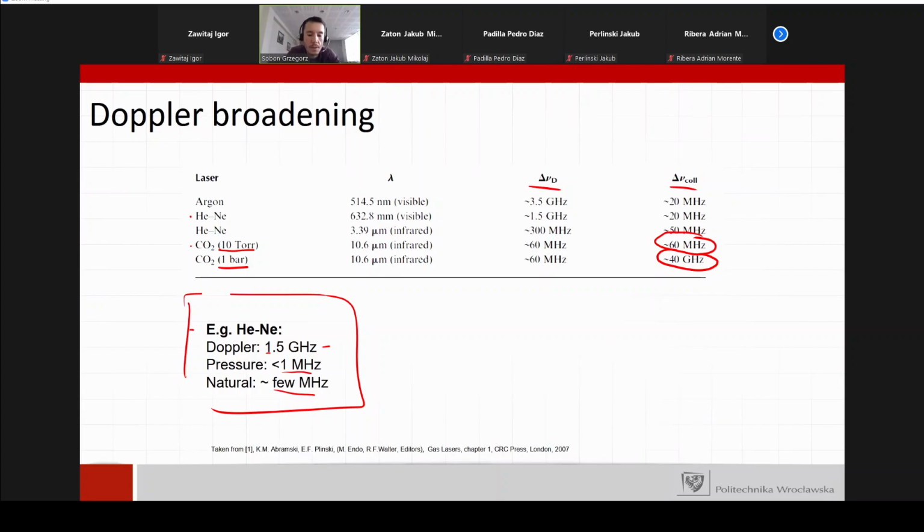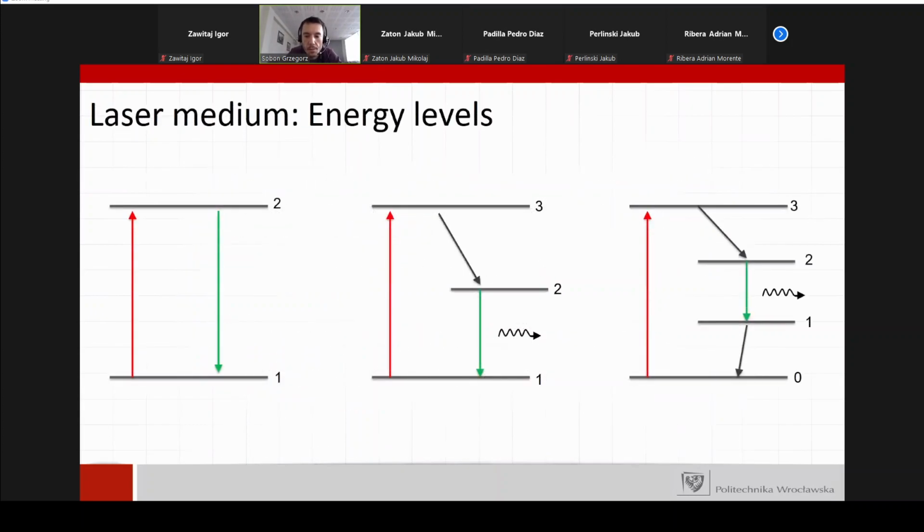Okay, if not, then I will just move to generally my last slide today, because I didn't mention yet the energy level signature of atoms that are used in laser media.